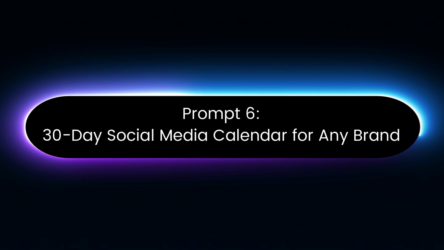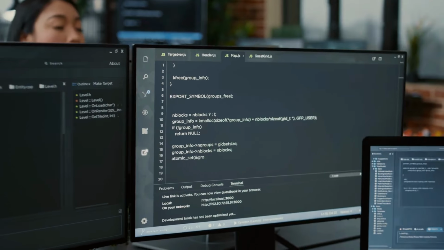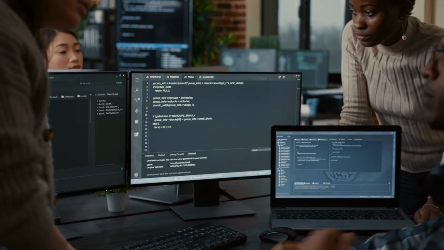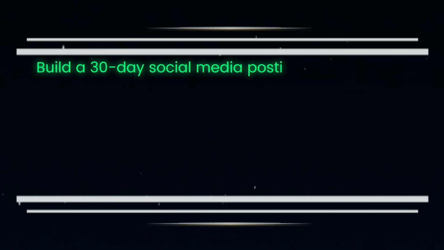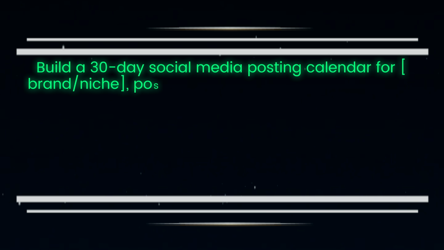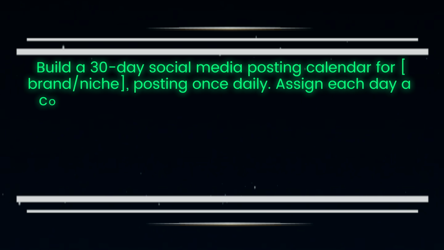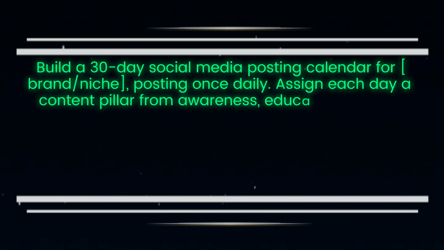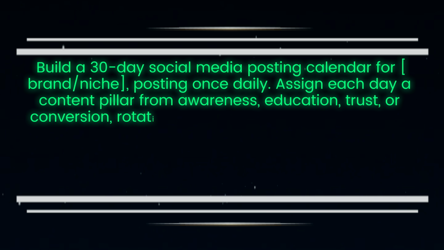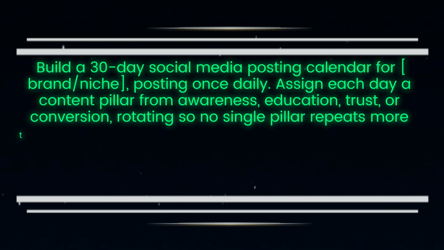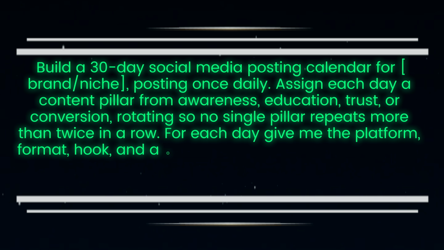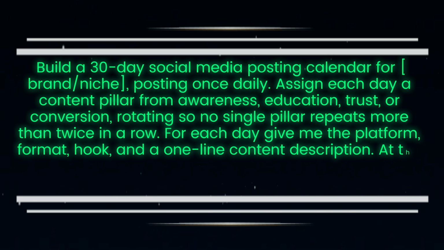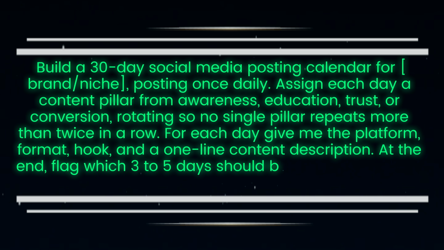Prompt 6. 30-day social media calendar for any brand. 6th live prompt. And this is the one that turns everything above into an actual daily output plan. Build a 30-day social media posting calendar for [brand niche], posting once daily. Assign each day a content pillar from awareness, education, trust, or conversion, rotating so no single pillar repeats more than twice in a row. For each day, give me the platform, format, hook, and a 1-line content description.